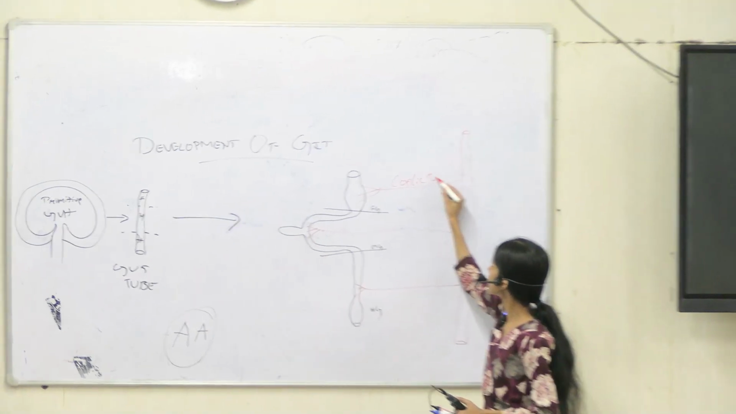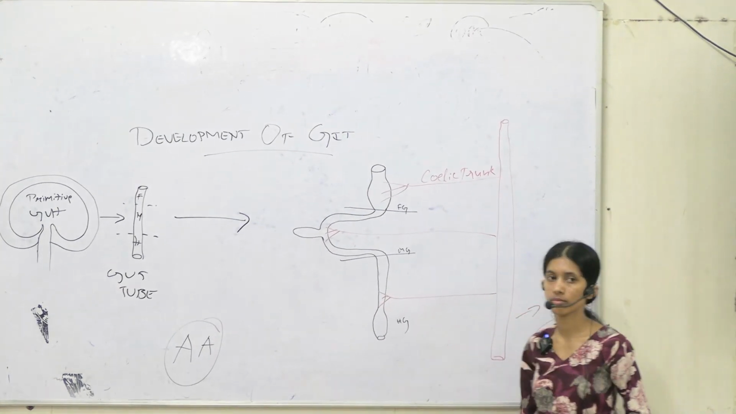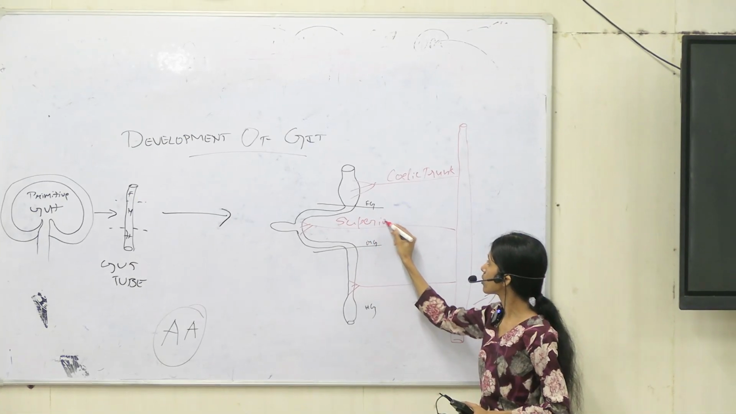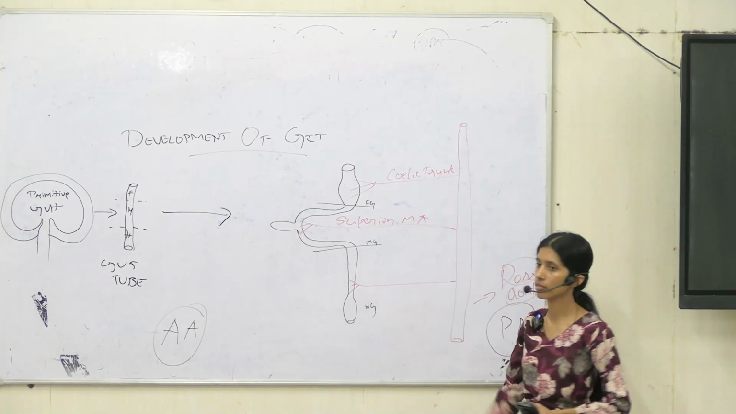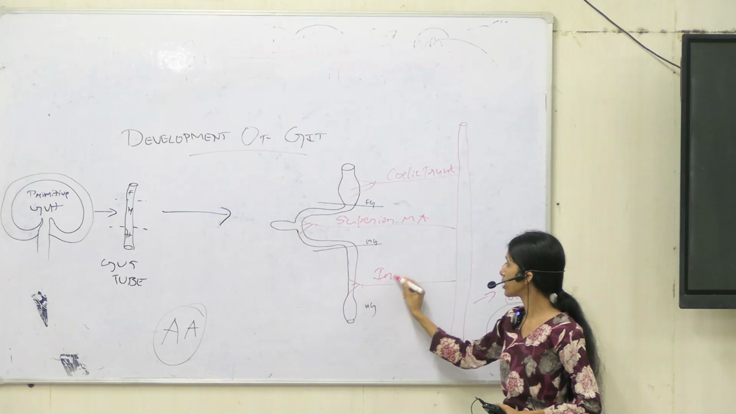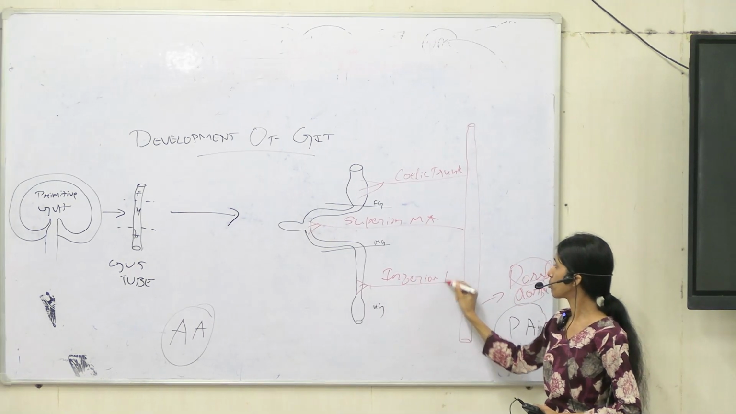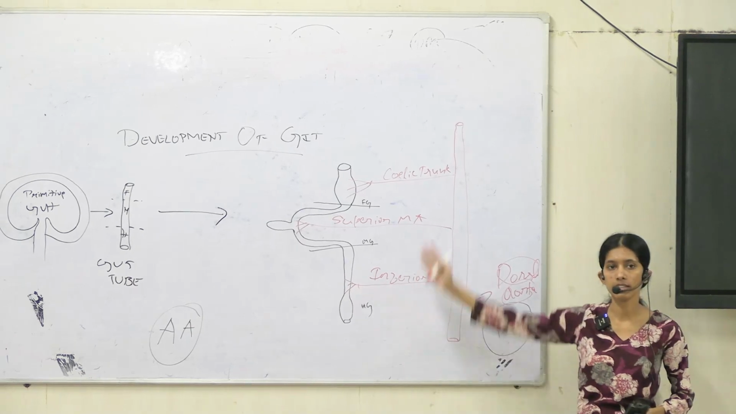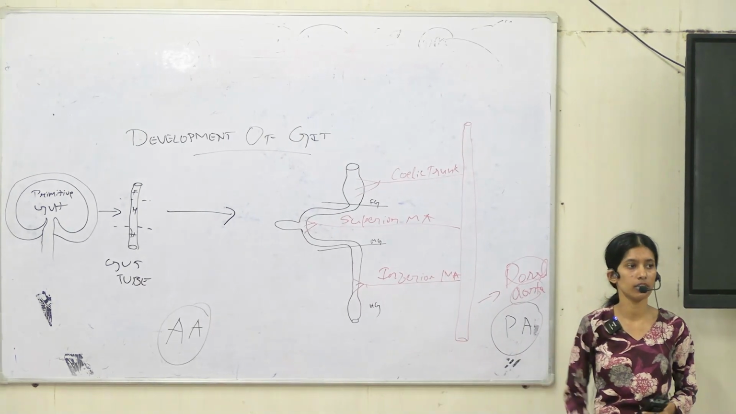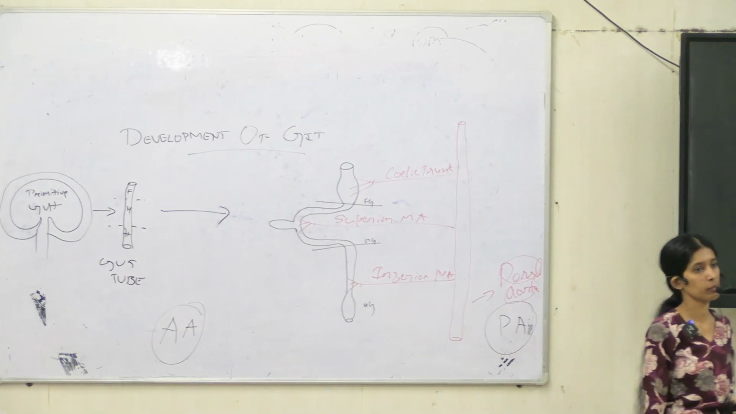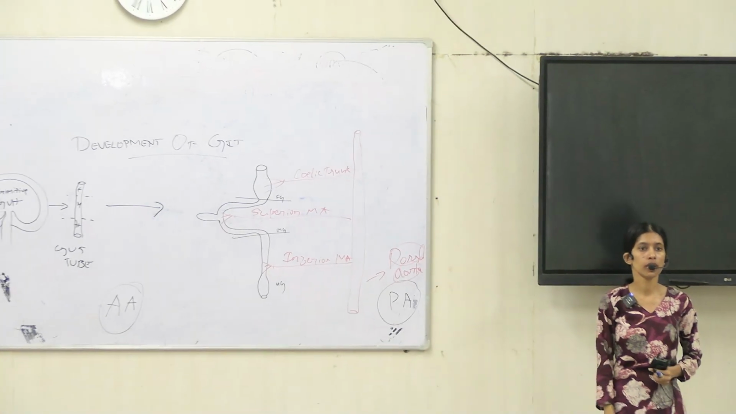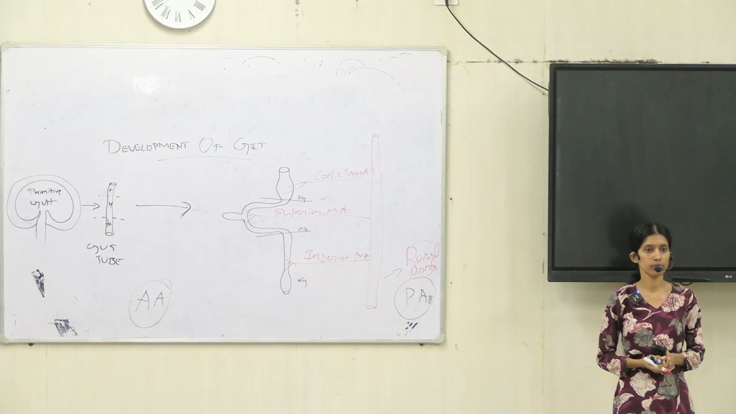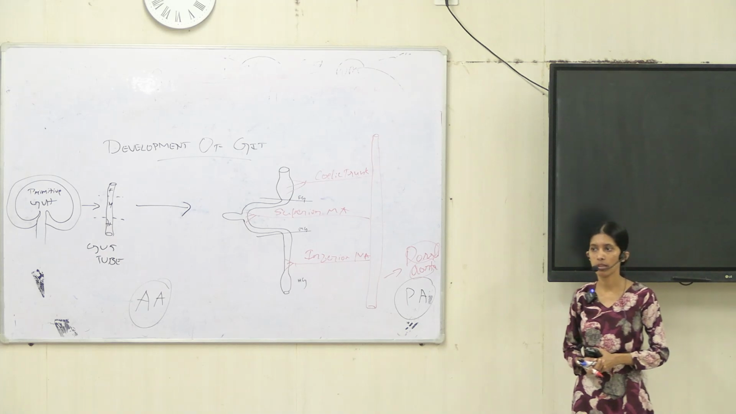celiac trunk. Next we have superior mesenteric artery followed by inferior mesenteric artery. Later these particular branches will give us further or secondary branches that will supply different parts of your gut region. Is it clear? Any doubts?